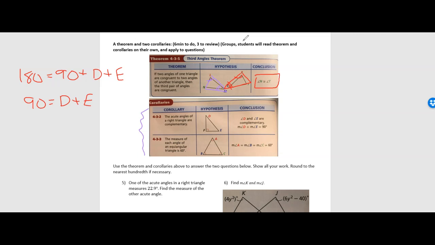The other one, the measure of each angle of an equiangular triangle is 60 degrees. We've already talked about this, right? An equilateral triangle, all its angles are congruent. Same with an equiangular triangle, because every equilateral triangle is an equiangular triangle and vice versa. There's only one option for the angles, right? If they all have to be congruent, well, they all have to be 60, because if they were all any other number, they would not add to 180.